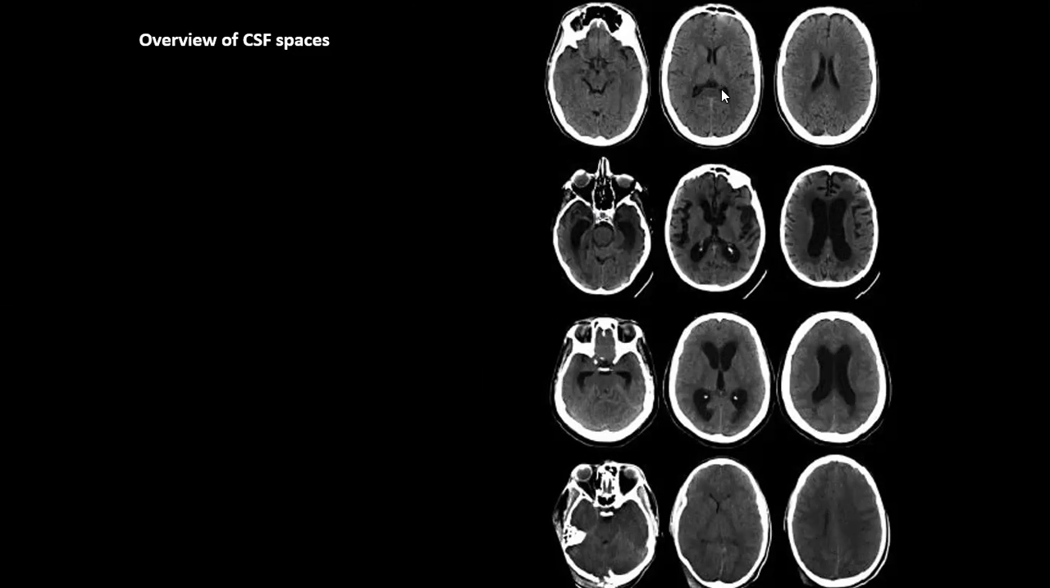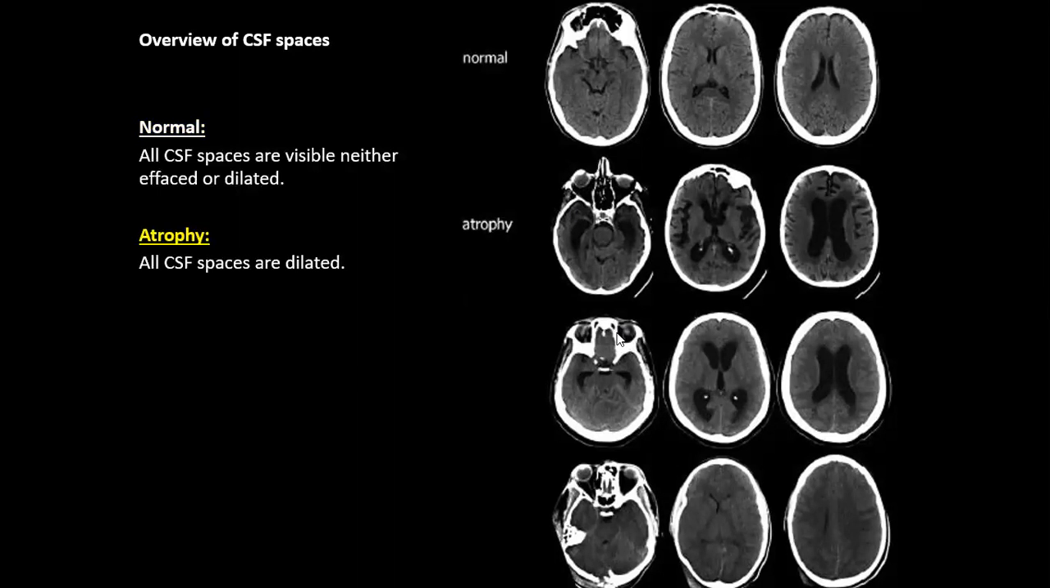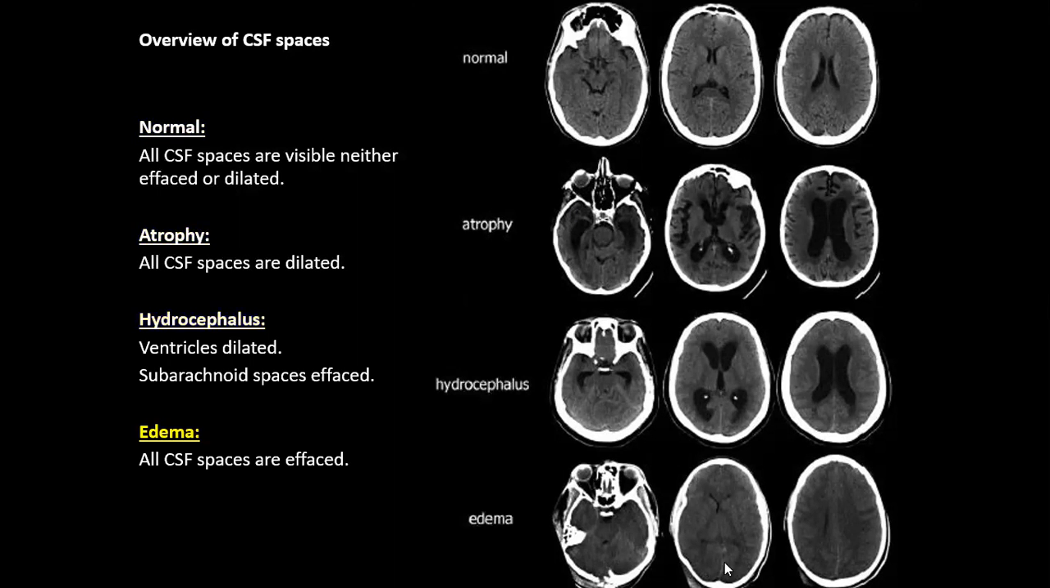Again, the ventricular system is not dilated, not effaced, and the subarachnoid spaces are not dilated or effaced, because this is the normal finding. The ventricular system dilated and subarachnoid spaces dilated is brain atrophy. The ventricular system dilated and subarachnoid spaces effaced is hydrocephalus. The ventricular system effaced and subarachnoid spaces effaced is brain edema. Normal, atrophy, hydrocephalus, and edema.